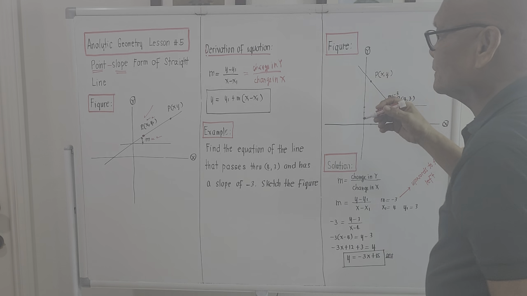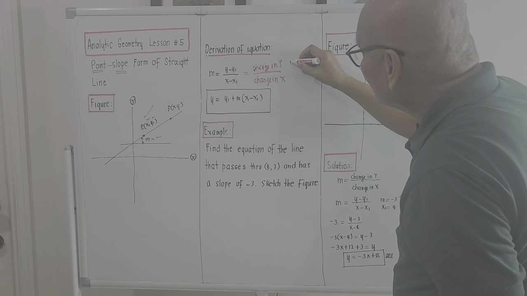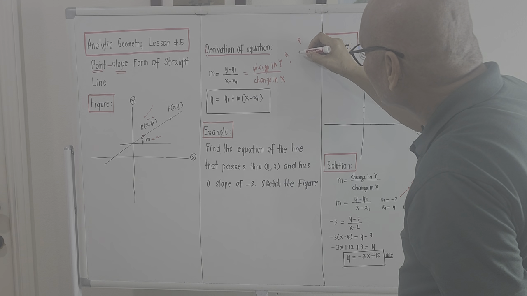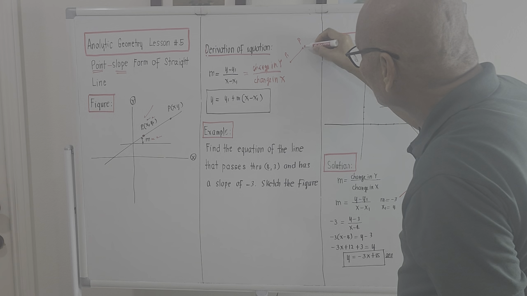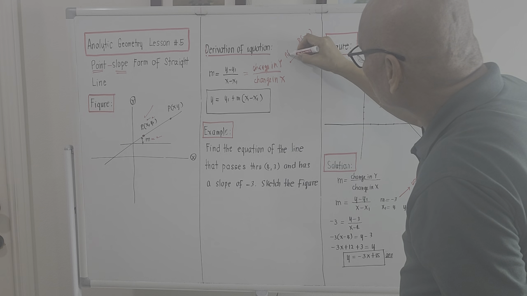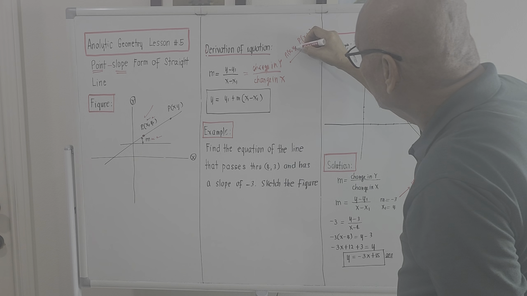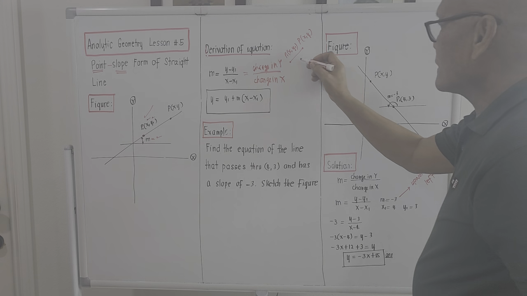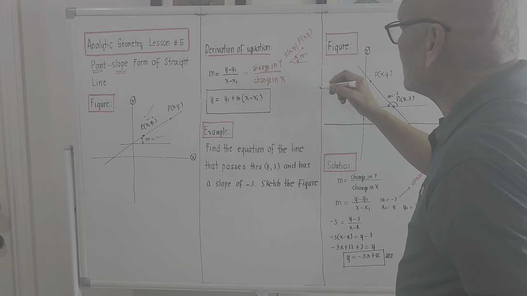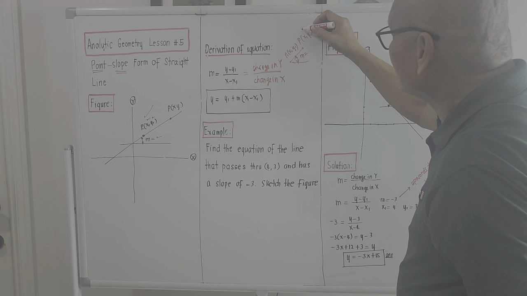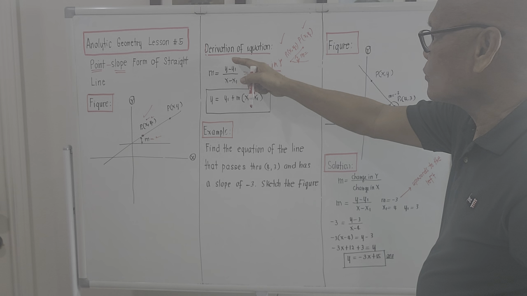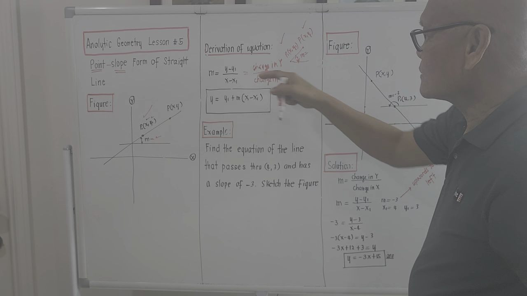So if we are considering point P1 and point P, they should be on the straight line. The coordinates of P will be x, y, and the coordinates of P1 will be x1, y1. So if we try to get the slope of this, it will be the change in ordinates between P and P1 over the change in abscissa. It is actually represented by y minus y sub 1 over x minus x sub 1.